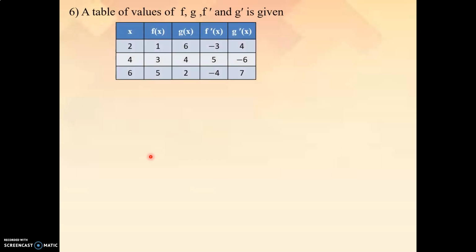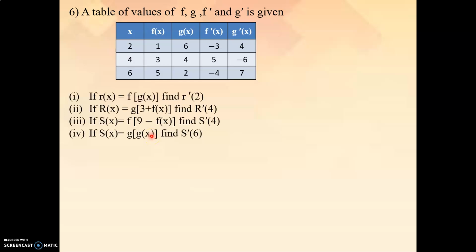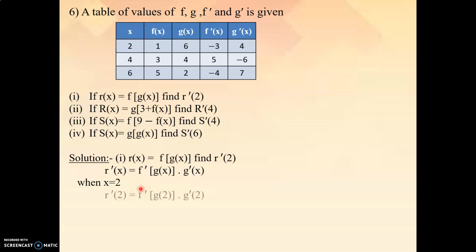Next question is, a table of values of f, g, f dash and g dash is given, and this is the question you have to solve. So the first question I'll solve for you, and the remaining you have to solve as homework questions. So if r of x is equal to f of g of x, find r dash 2. So r dash x you have to find out. So r dash x is equal to f dash of g of x into g dash x. Then when x is equal to 2, r dash of 2 is equal to this function.